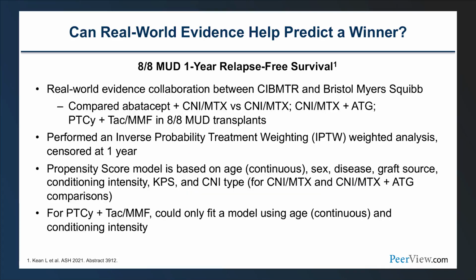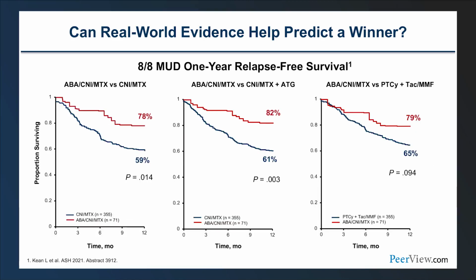What about 8 out of 8? We've now, again, in a close collaboration with both BMS and the CIBMTR, and we have a poster this afternoon that shows some of this data, have done another study with real-world evidence for the 8 out of 8s. Remember that the study that led to approval was actually a prospective study, but we wanted to see how ABBA would fare in real-world evidence as well. Again, this was a collaboration between CIBMTR and BMS. It compared CNI methotrexate and abatacept to CNI methotrexate ATG or PTCY, again in 8 out of 8s. IPTW was used. This is some provocative data right here.